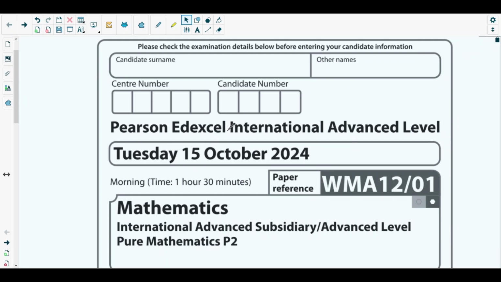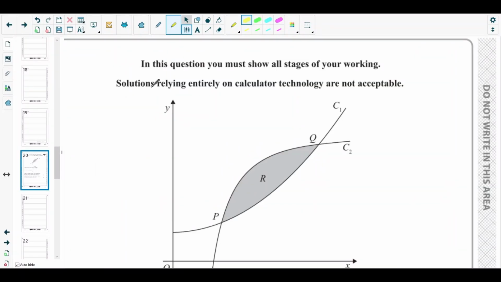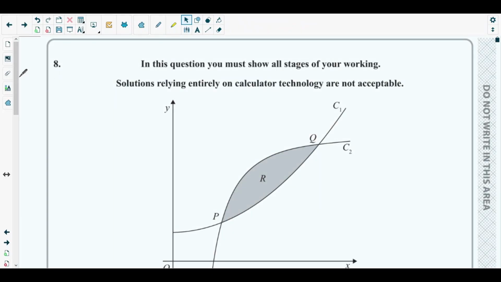In this video, we will be solving question number 8 from the October 2024 Pure Mathematics 2 paper. The October 2024 paper is the latest paper that is available right now. So let's see what question number 8 from the most recent P2 paper is about.